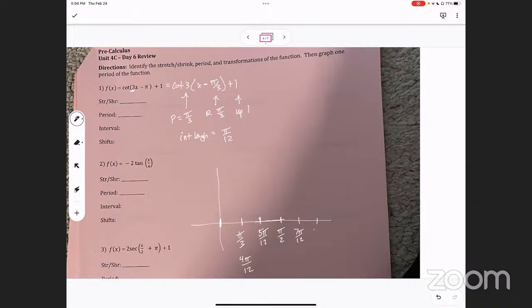2 pi over 3, I think. 8 pi over 12, divide both by 4. Yep. Do you see how I did that, guys?